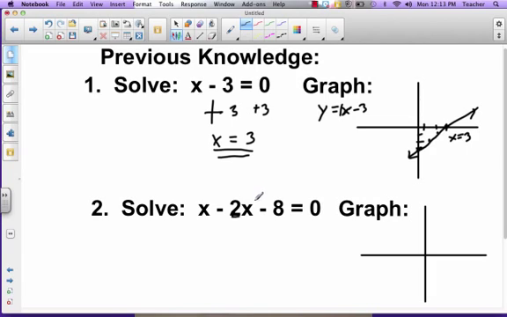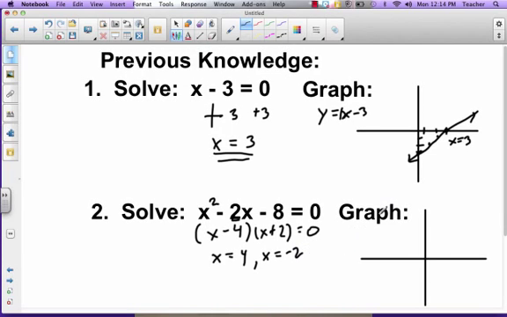Now on our second example, x squared minus 2x minus 8 is equal to 0, the graph will be a little more involved because it's squared and that's a parabola. But when we find our zeros, it'll be x minus 4 times x plus 2 is equal to 0. So the value of x equals 4 is a 0, as is x equals negative 2, because either of those values makes one of the quantities 0.